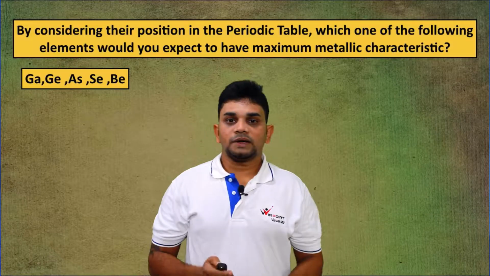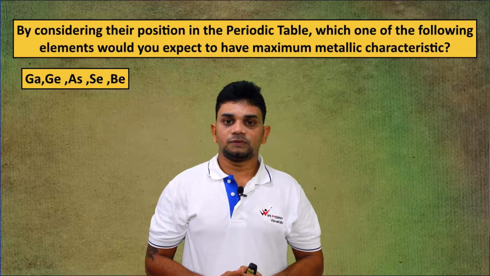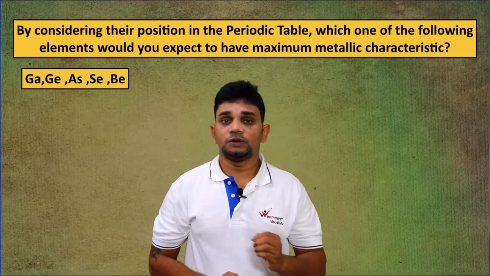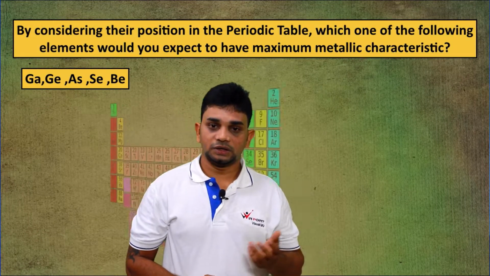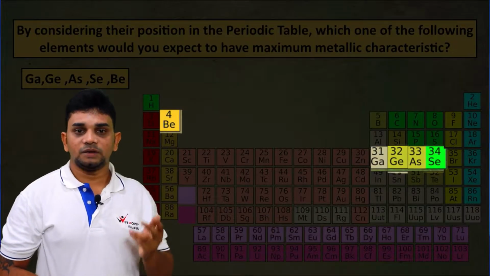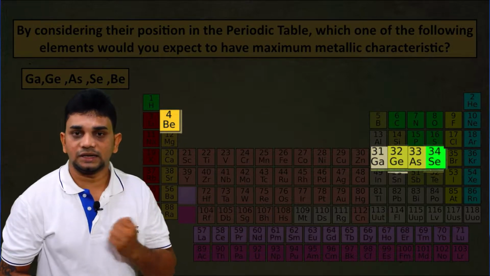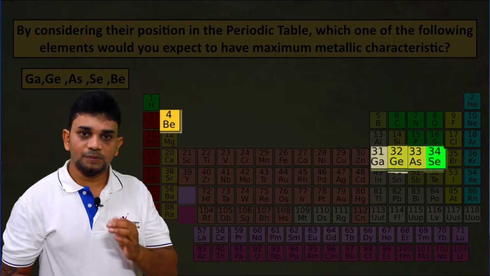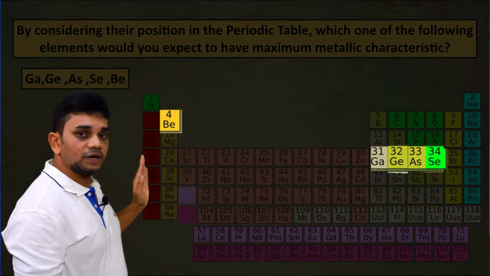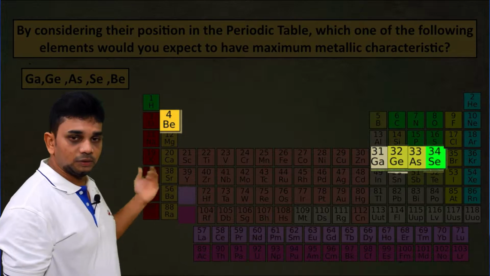Lithium and beryllium. By considering their position in the periodic table, which one of the following elements would you expect to have maximum metallic characteristics? For this question, we need to check the periodic table. So here you can see the periodic table. The elements are gallium, germanium, arsenic, selenium, beryllium. Which one is having more metallic character? The metals will be at the left side of the periodic table. Here, this side. So which element is at the left side of the periodic table? That will be the answer.